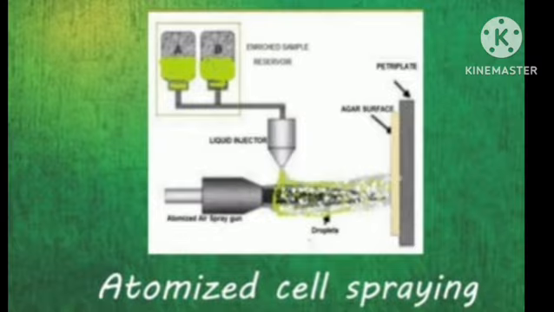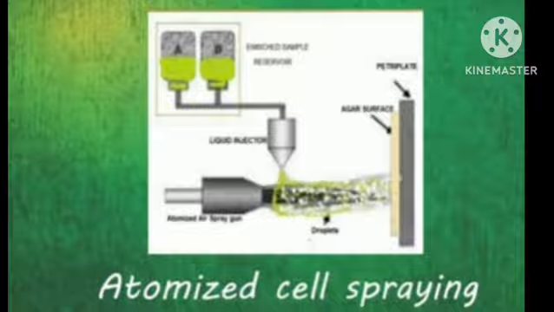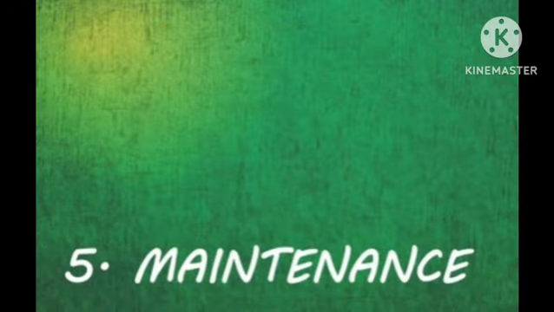And third, the agar surface: a Petri plate with agar. These fine droplets containing single algal cells are sprayed onto the agar surface of the Petri plate. Each droplet ideally has one cell. Result: after incubation, each single cell grows into a separate colony. We can pick one colony to get unialgal cultures. And next, we go for the maintenance.